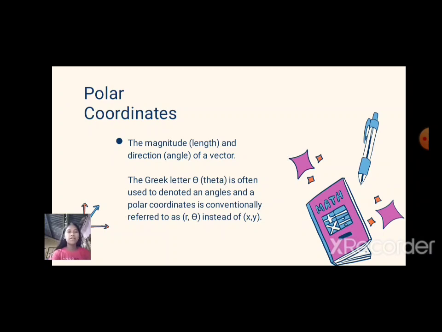In polar coordinates, we have the magnitude or length, and the direction or angle of a vertex. The Greek letter theta is often used to denote an angle, and the polar coordinates are conventionally referred to as r and theta instead of x and y.